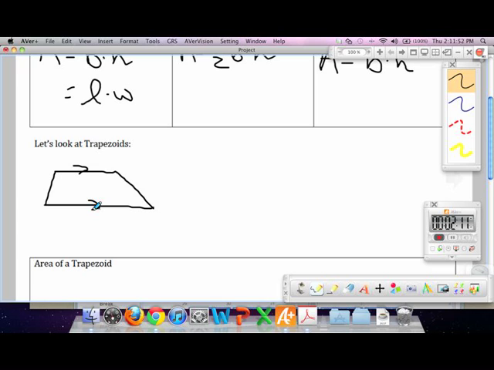Same game with this trapezoid. You could say, find the parallel sides. Those are the bases. The distance between them at a 90-degree angle is the height. Therefore, the area is half of 6 plus 8 times 6. 6 plus 8 is 14, 14 times 3 is 42. 42 square inches, or square units.